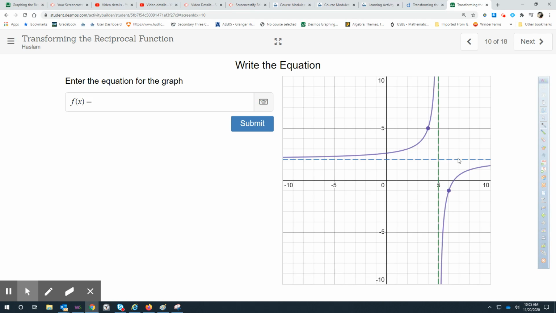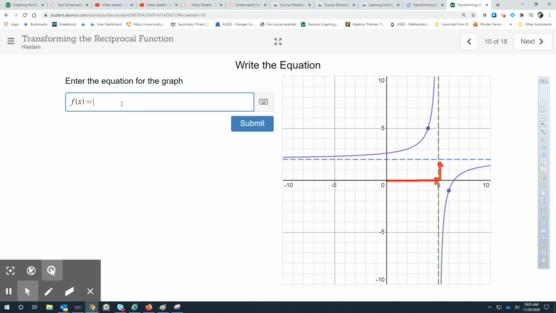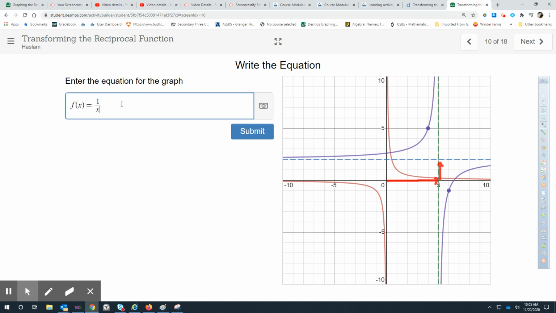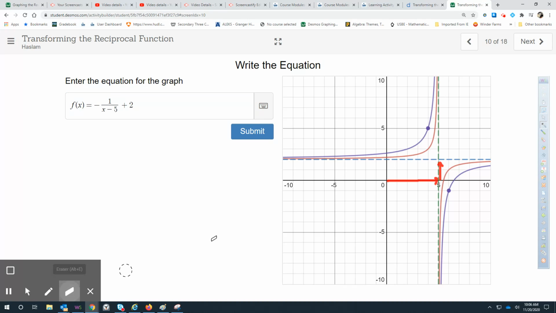Okay, this last graph I want to show you is a little different than the other two. It is moving, so it's been shifted over 5 and up 2 spaces. So that part should be easy to figure out. We know that's going to be 1 over x. And since it shifted right 5 spaces, I'm going to subtract 5. And then since it shifted up 2, I'm going to go plus 2. And that kind of gets in the right spot, but it's also upside down. So I can flip it by doing a negative. Okay. And that flipped it, but there's still something wrong.